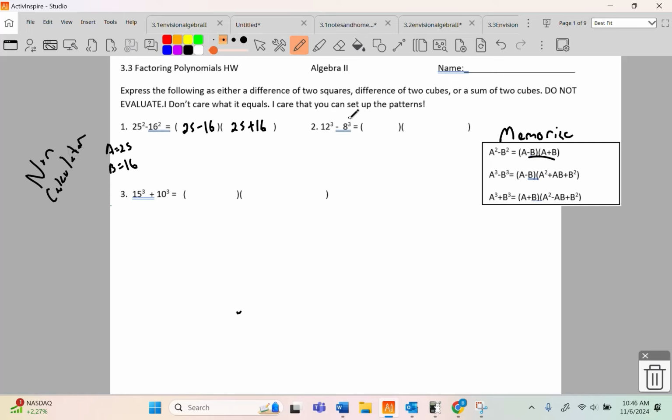All right, here we have a cube, we have a cube, we have a minus. We're looking at this pattern right here. A is 12 and B is 8. So 12 minus 8. And we're supposed to do 12 squared plus, because there's a plus, 12 times 8 and then plus 8 squared. And you guys can do 3.